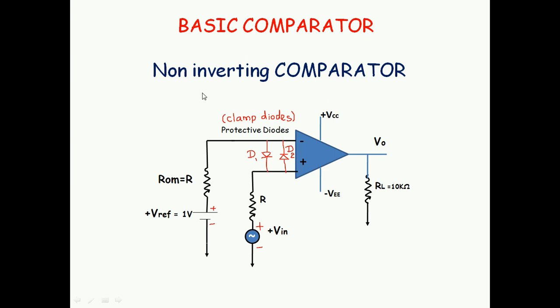Here you can see it is called non-inverting. Why? Because the time varying input signal is connected to the positive terminal of the op-amp, and you can see a fixed V reference of 1 volt is connected to the negative terminal of the operational amplifier. Here you can see two diodes connected, D1 and D2, back facing opposite to each other. These two diodes are known as protective diodes. Why? Because they are connected to the operational amplifier in order to protect the op-amp from getting damaged due to excessive supply by the input voltage.